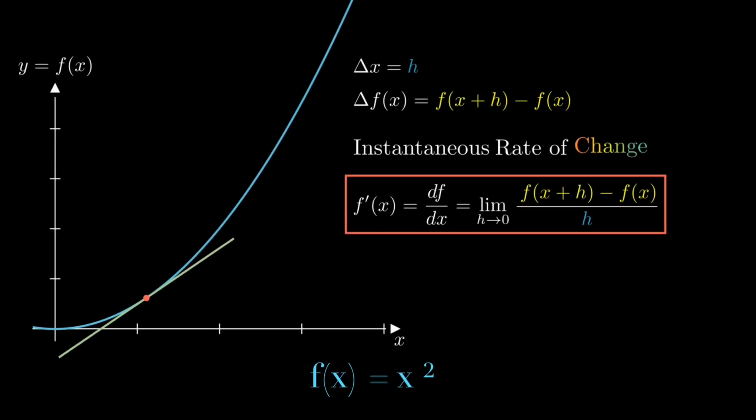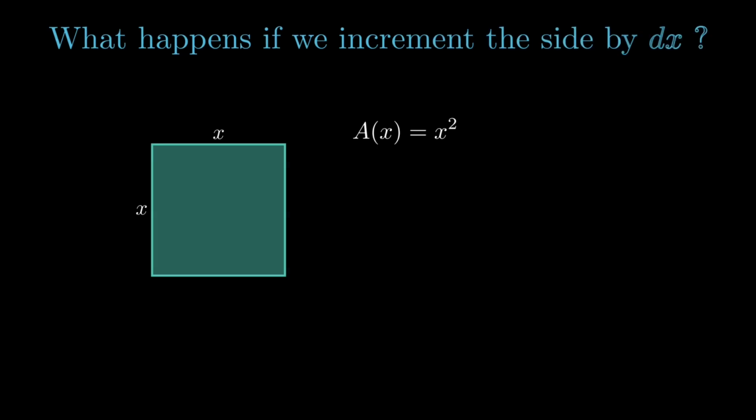Let's go back to the function x squared and see what happens to it. To visualize the derivative, let's draw a square with side x. Now, what happens to the area if we increase x by a tiny amount dx? You can pause and ponder on your own if you wish to for some time.